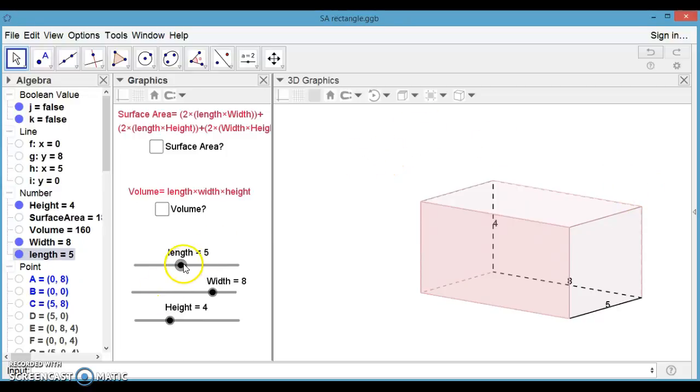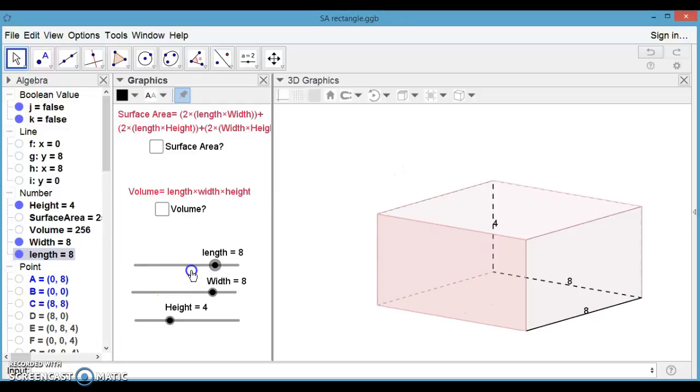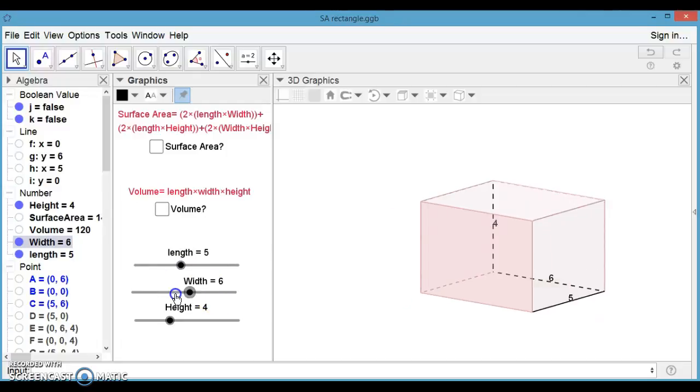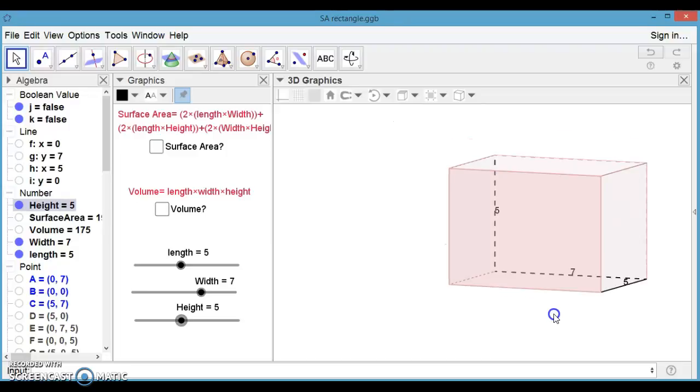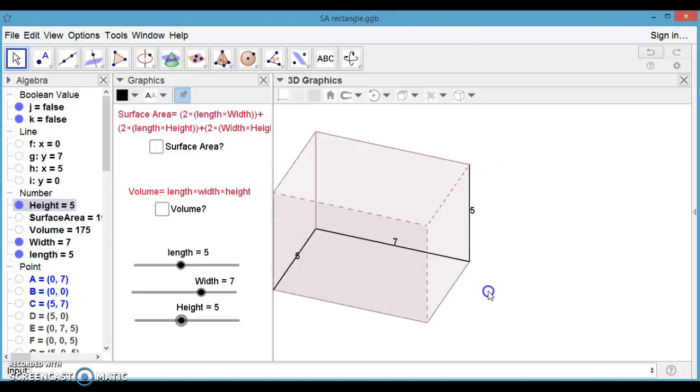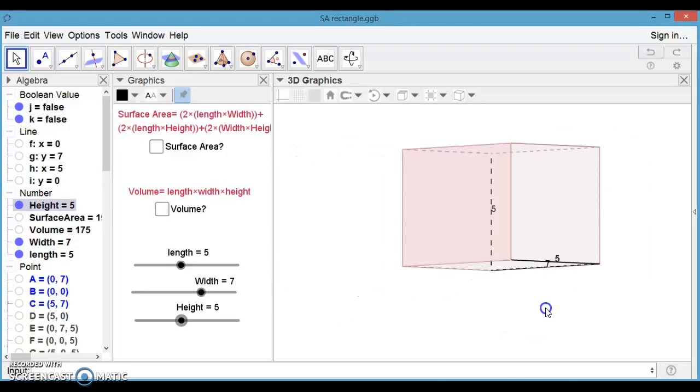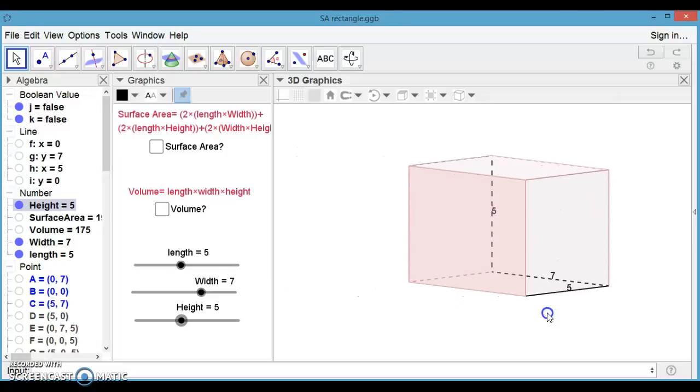So I figured out how to put sliders. So then you just drag the sliders, and that's how you move it. And if you would try to pull one of these, it doesn't. It just moves the box around. But you can't change it unless you go over here.